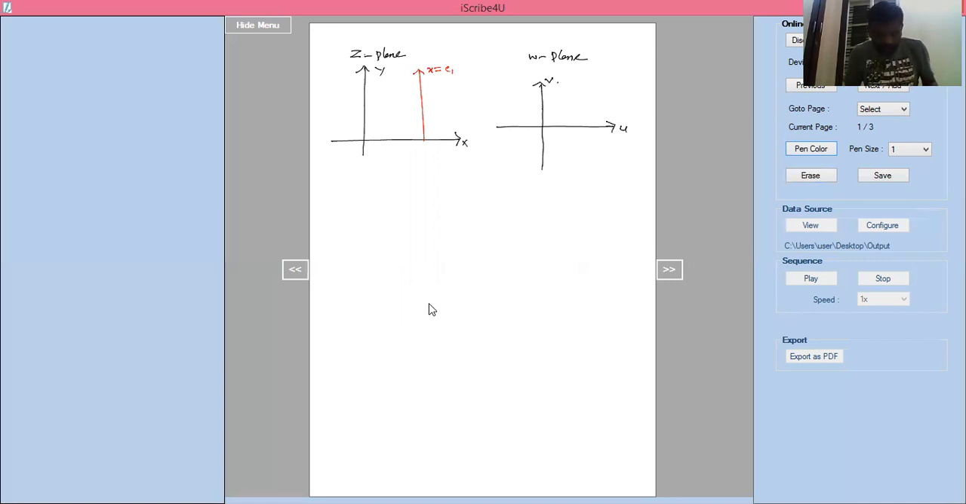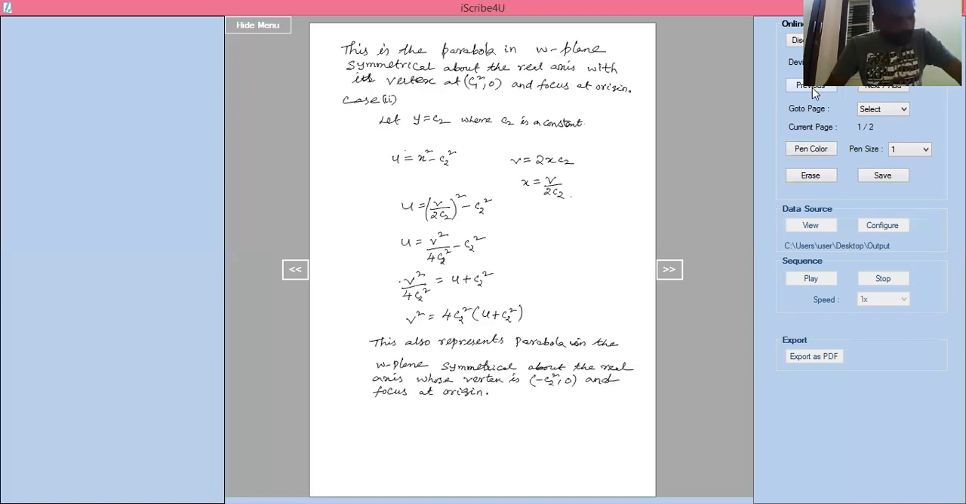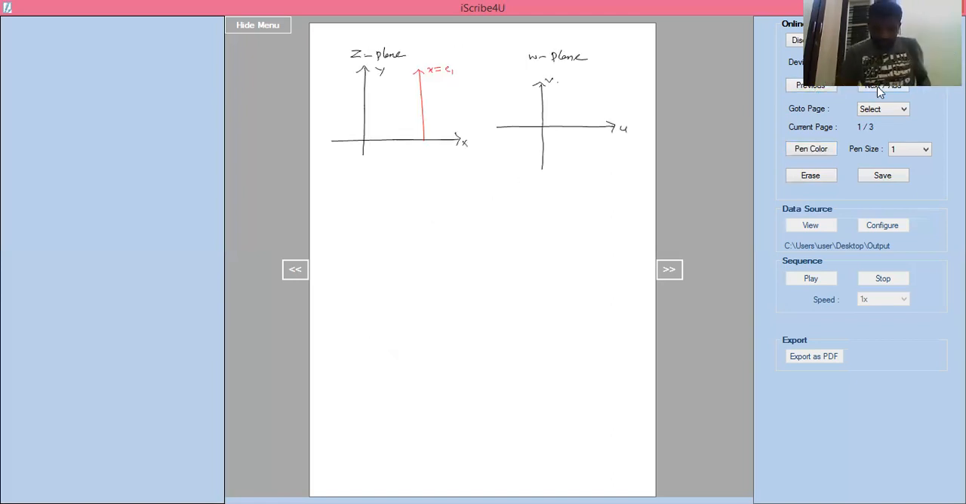It represents a parabola, and we know where the focus should be. I told that the focus is at c1 square comma 0, which means it's a parabola. So it will come like this. This is the parabola, with focus at c1 square comma 0.